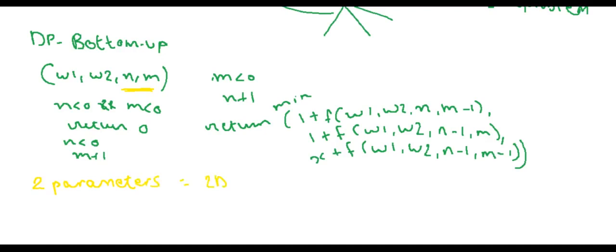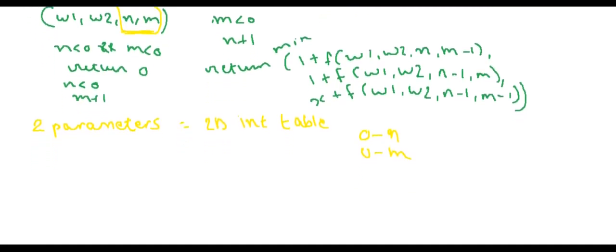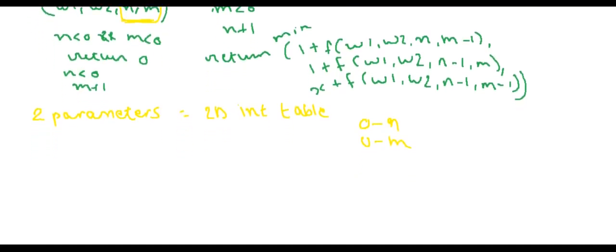Now, what is the return type of this recursive function? It's integer. So we need a 2D int table. Now, what should be the size of this table? All different values that n and m can have. So n can have values from 0 to n and m can have 0 to m, right? Now we cannot have a negative index, so we're going to consider it 0. So now let's create a DP table.